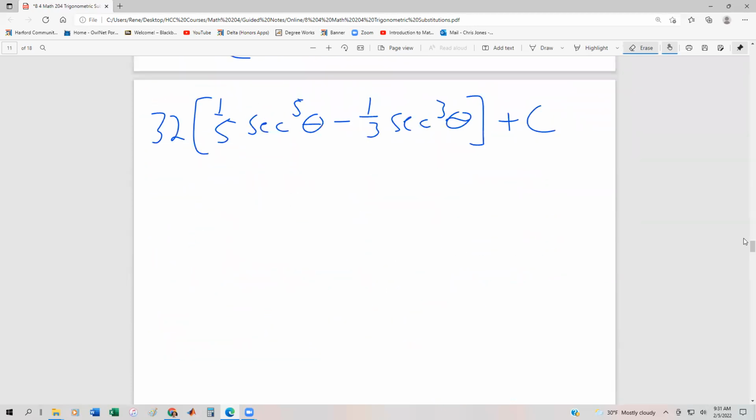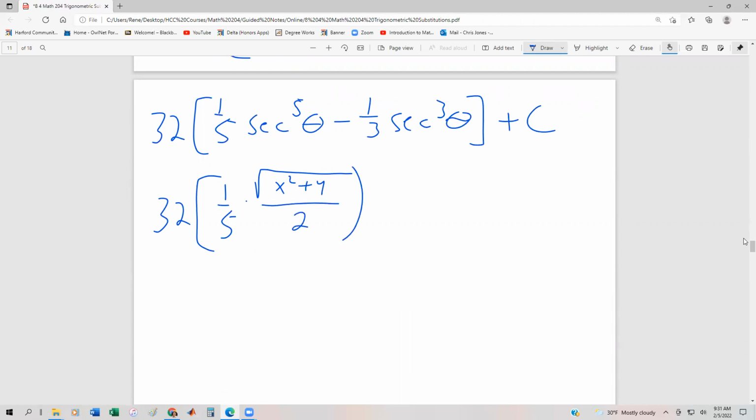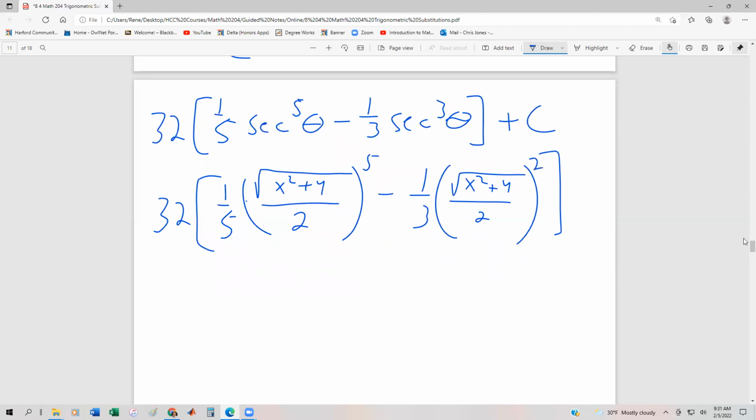One possible answer that we can get for this will be 32 times 1/5 times the square root of x squared plus 4 over 2 to the fifth power, minus 1/3 of the exact same thing to the third power, the square root of x squared plus 4 over 2, so that's our hypotenuse over adjacent, and then we have our plus c. And that should be to the third power, not to the second power, excuse me.